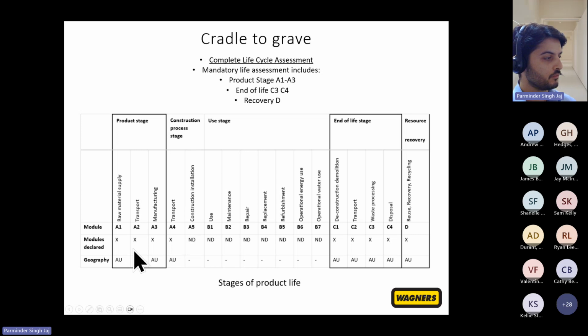Also, EPDs declare what sort of modules are included. So the highlighted modules here are compulsory for an EPD to be published. The usage stage and construction stages are not that important, as it all depends on the complexity of the material itself.